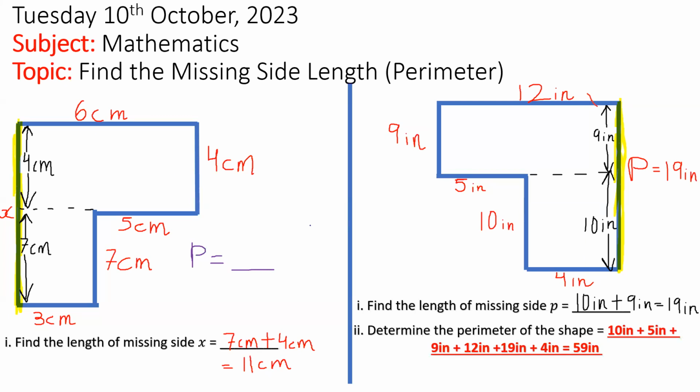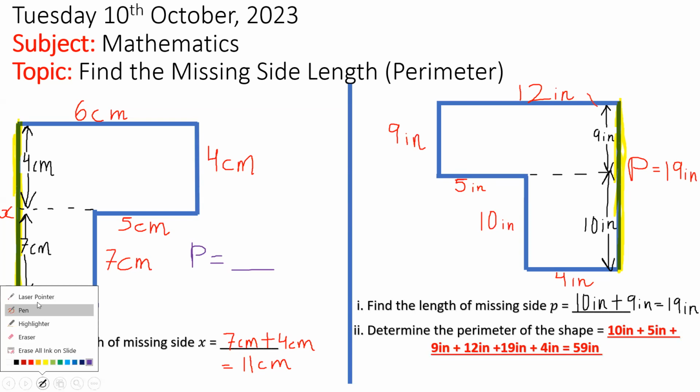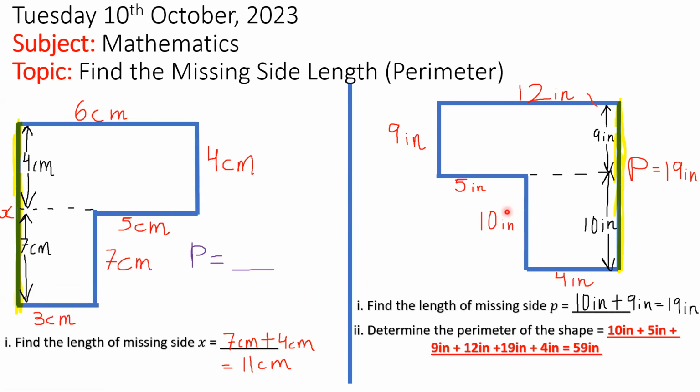All right. You already know that the perimeter of this one is 59 because we add them all up together. So we add 4 plus 10 plus 5 plus 9 plus 12 plus 19 plus 4. And that's how we get the perimeter of this shape. But how are we going to get the perimeter of this shape? What is this one? Put your answer inside the chat, please. The perimeter of the first one that we did. 11, 17, 18, and 24.